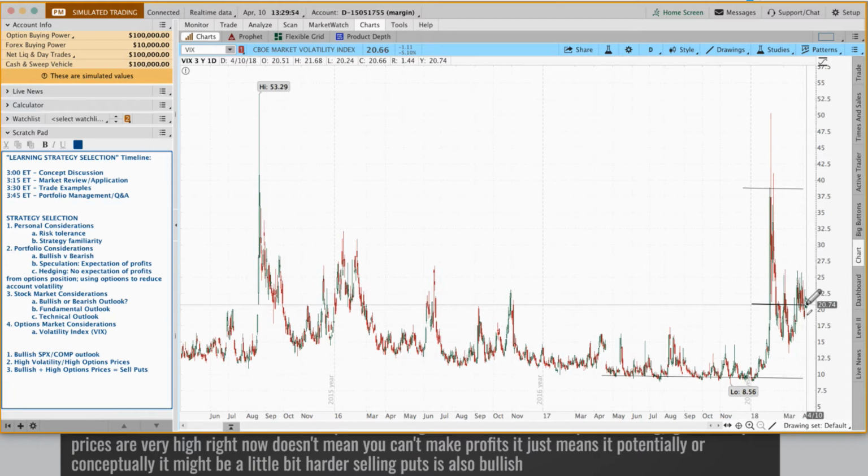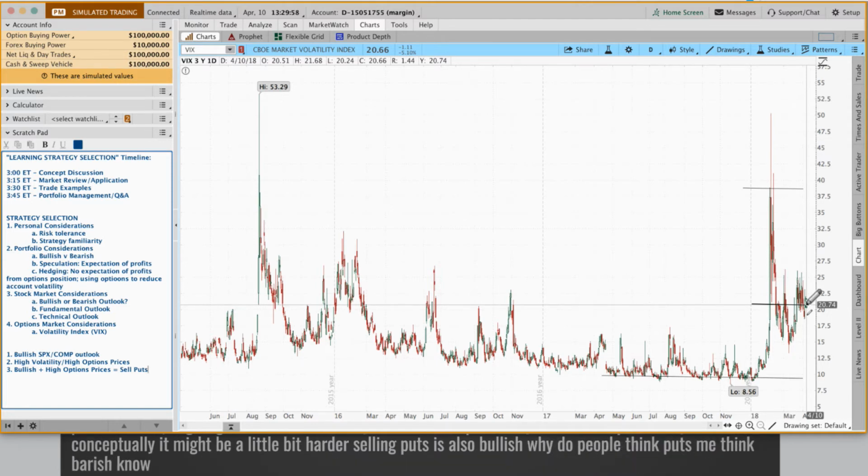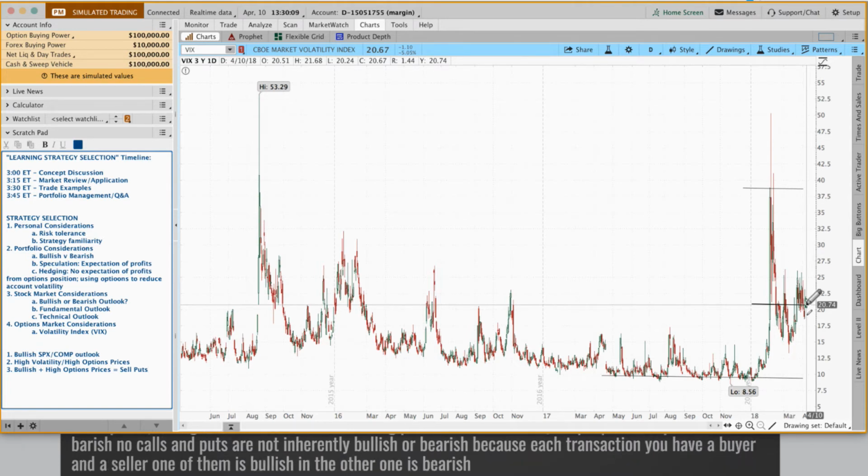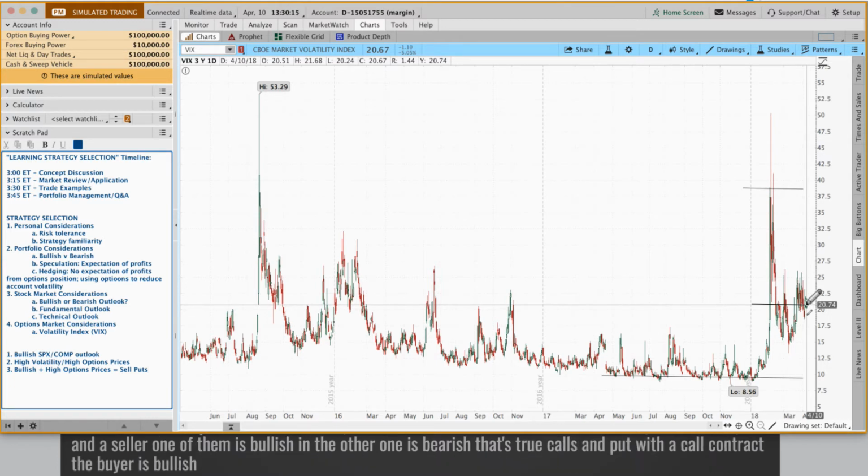I know that a lot of people think puts and they think bearish. No. Calls and puts are not inherently bullish or bearish, because in each transaction you have a buyer and a seller. One of them is bullish and the other one is bearish. That's true of calls and puts. With a call contract, the buyer is bullish and the seller is bearish. With a put contract, the buyer is bearish and the seller is bullish.